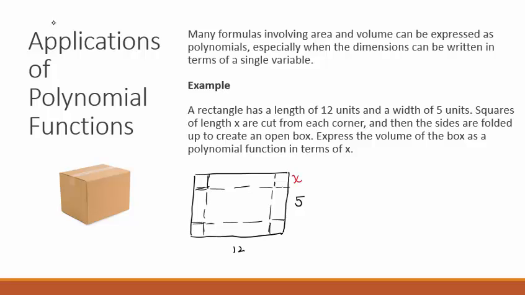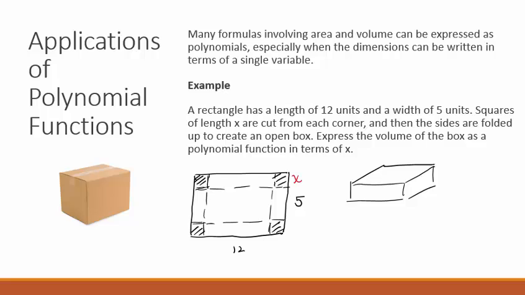So you can draw a diagram, and if we cut out these squares from each corner and fold up those sides that are remaining, you would end up with a box that would look something like this. So what we need are the dimensions of that box.